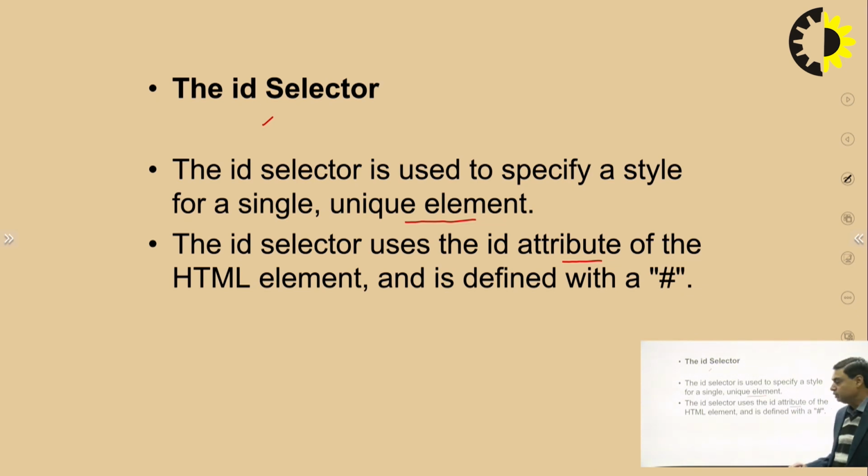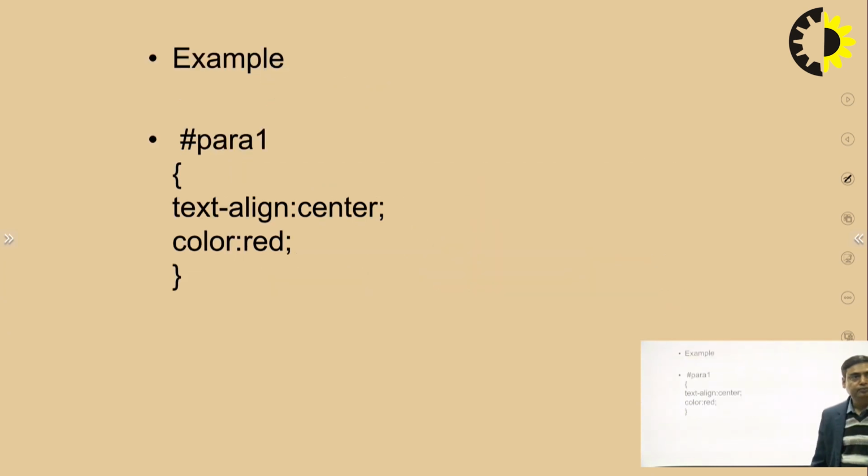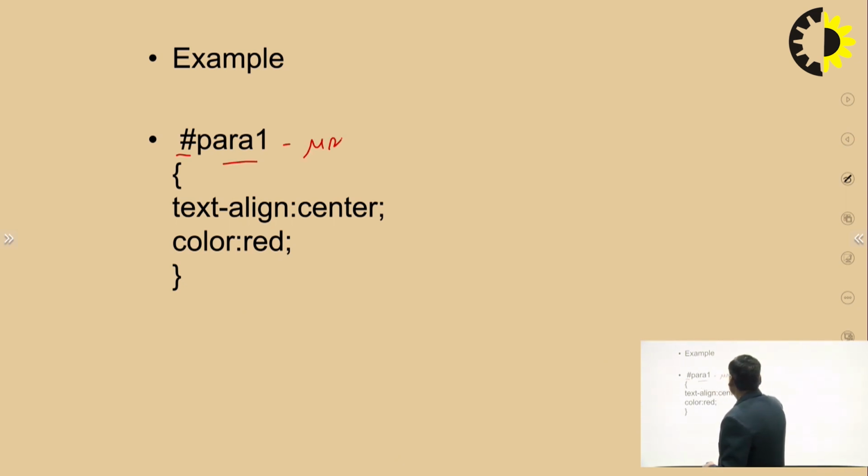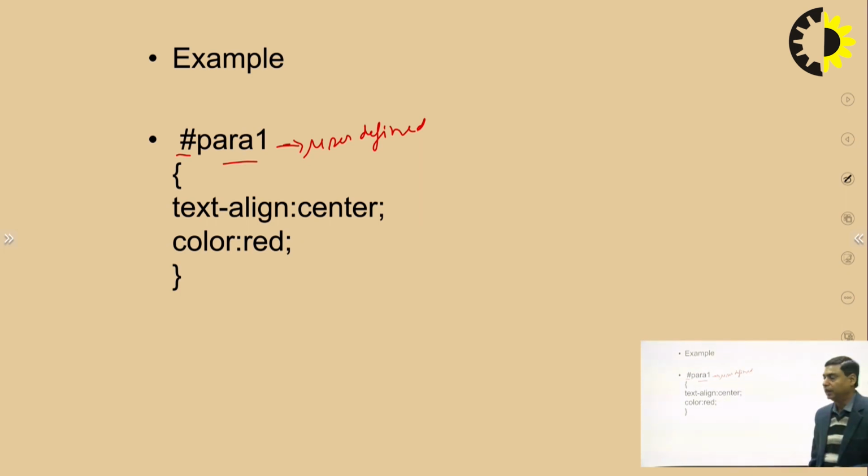And the ID selector starts with the hash symbol. Now, this is an example of an ID selector. By writing the hash, we are going to write the ID CSS, or you can say the ID selector CSS. And the name of the ID is para1. It is user defined. This para1 is user defined, and the hash symbol indicates that it is an ID.